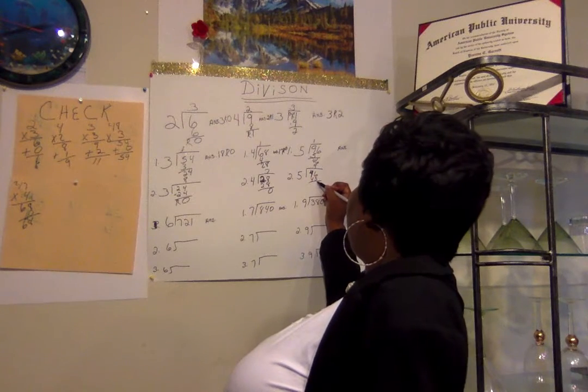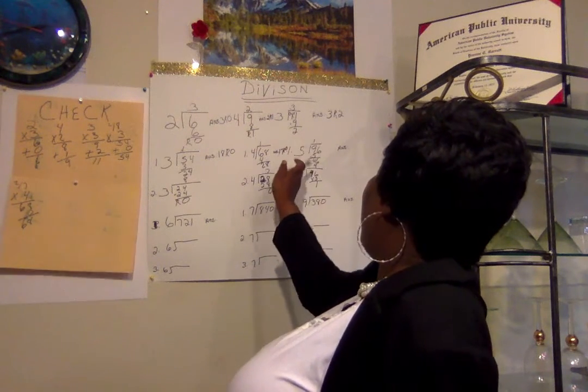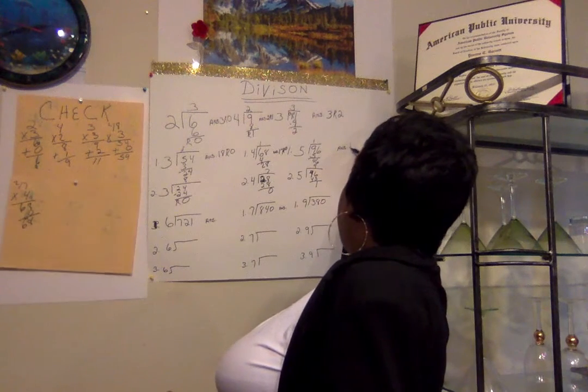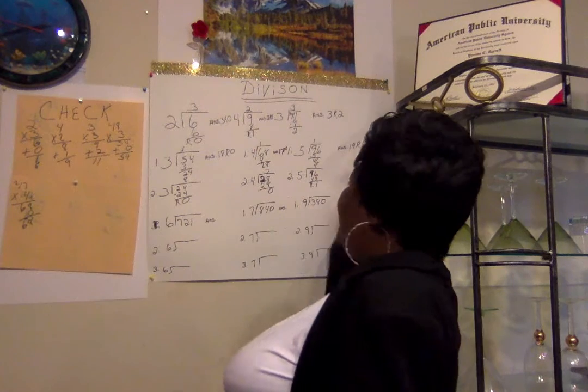Subtract. 5 from 6 is 1. So you know your answer is what? 19. So you bring in 19. And what is your remainder? 1. So let's go over here and check.